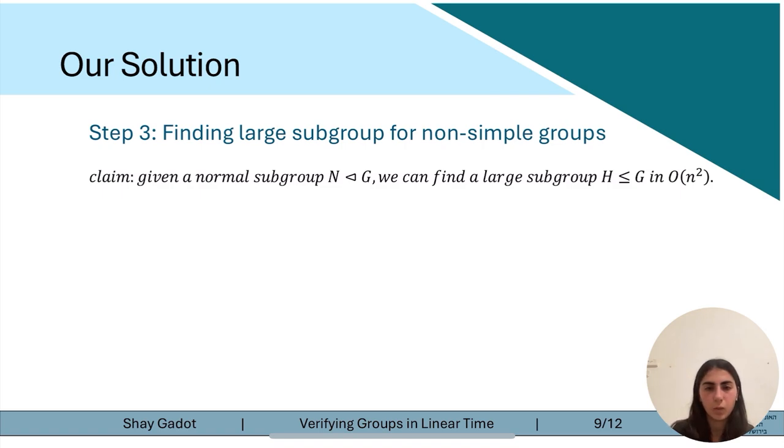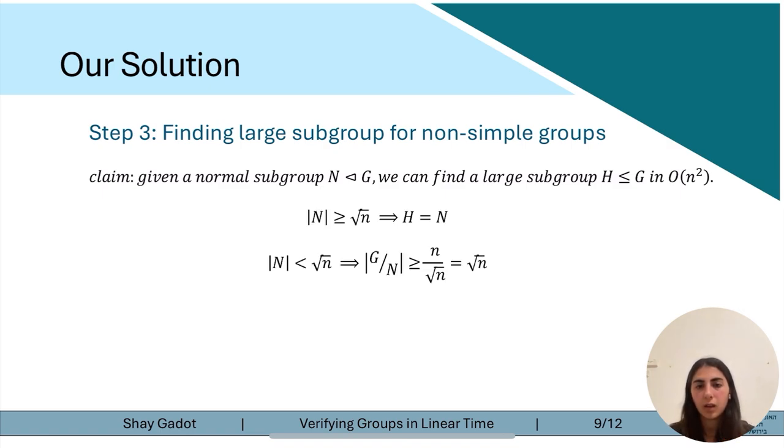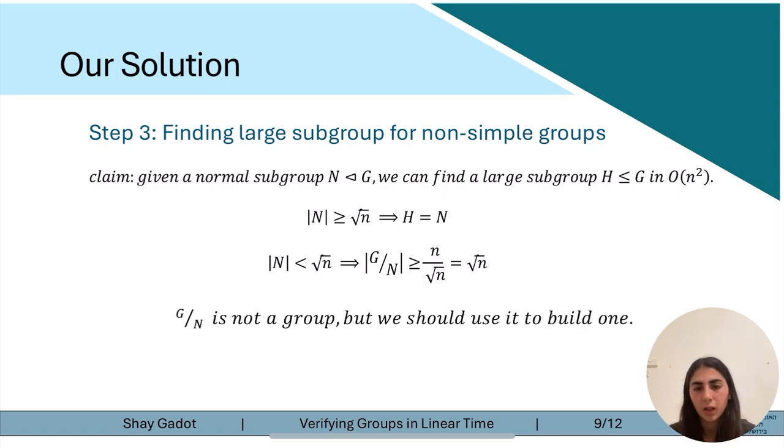So the next part of our work is finding the large subgroups for non-simple groups. The first claim is that given a normal subgroup N, we can find a large subgroup H in O(n squared), and we're now going to explain how it is done. So if N is bigger or equal to square root of n, then we define H equals to N, and we are done. If it is smaller than square root of n, then necessarily G over N is larger than square root of n. Now, G over N is not a group, but we should use it to try and build one. So how do we do that?